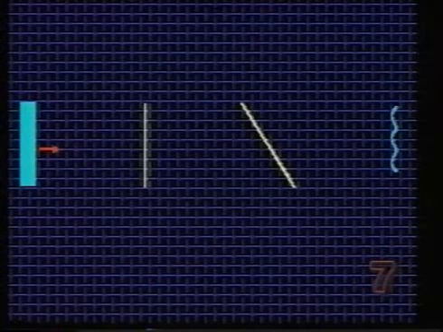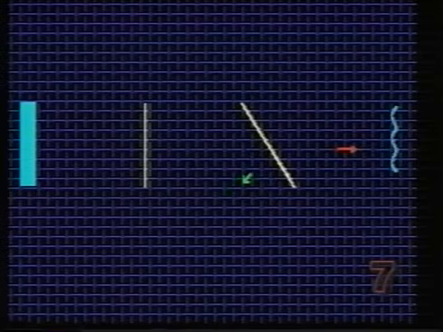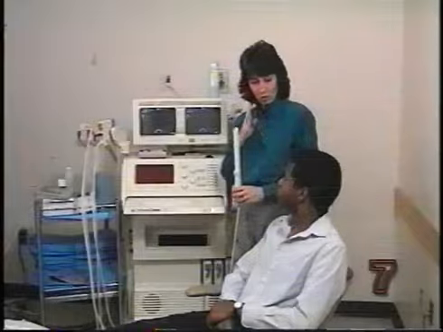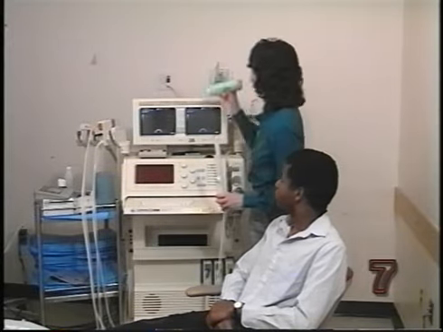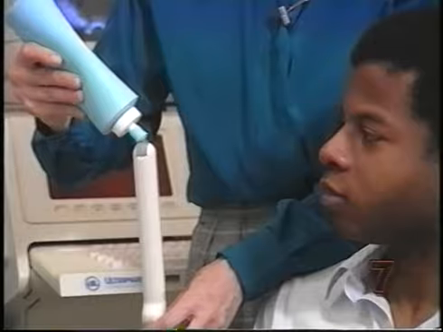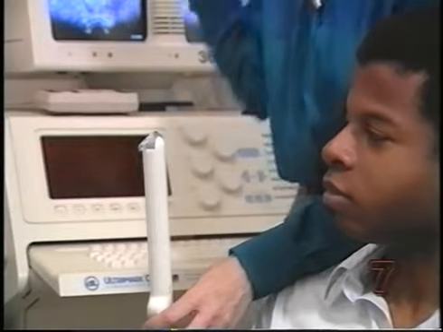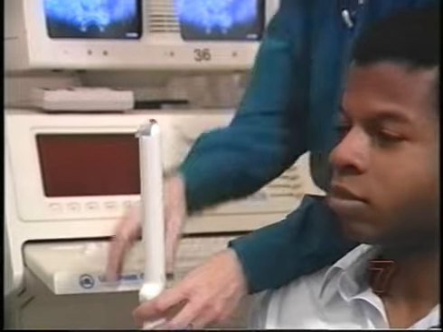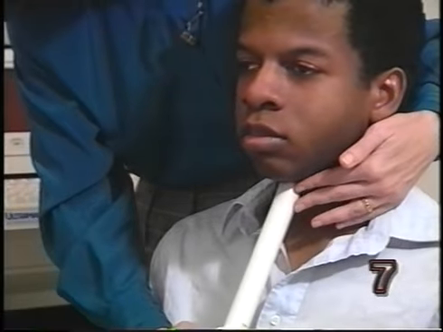Ultrasound works by measuring the reflected echoes of sound waves as they bounce off the surfaces of objects. An image is produced by holding an ultrasound transducer under the chin. I'm going to put this gel on the transducer. It will couple the transducer to your skin so that the air in the pores of your skin won't affect the sound wave. Let me hold this.